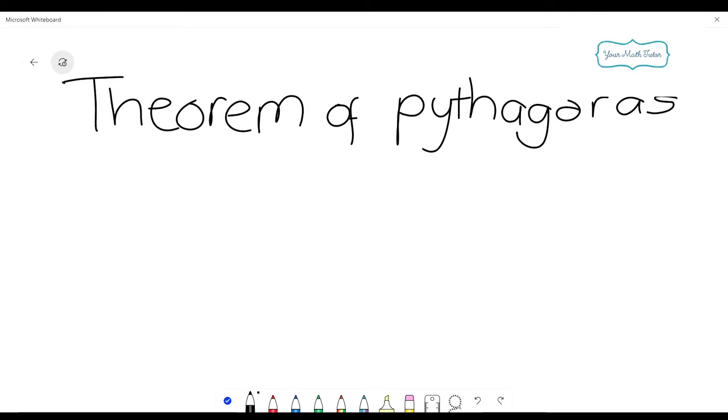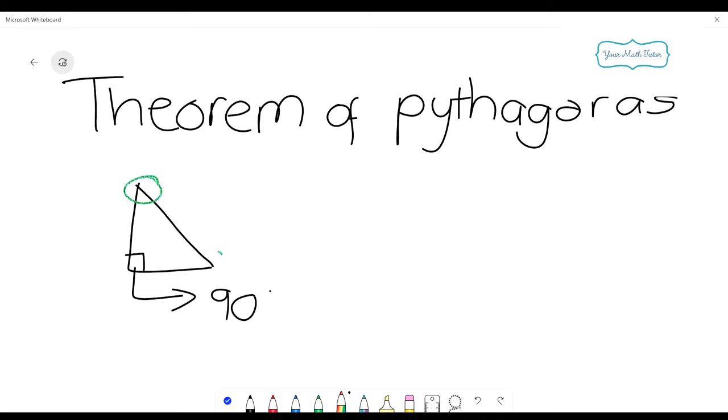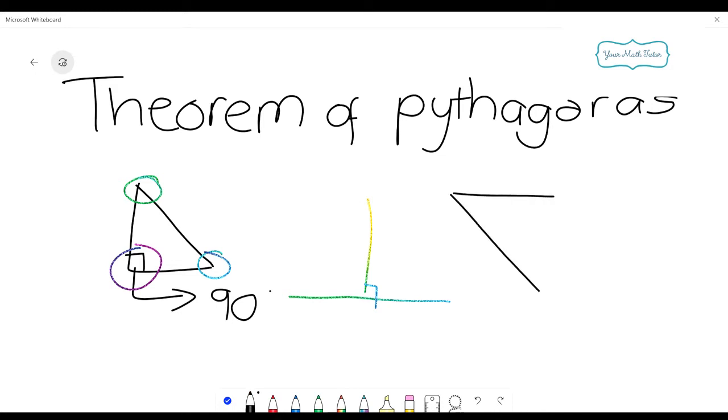So what is a right-angled triangle? A right-angled triangle is any triangle whose one angle, at least one angle, is equal to 90 degrees. As you know, a triangle has three sides and three angles. So in a right-angled triangle, at least one of the angles has to be equal to 90 degrees, whether the triangle looks like that or like that.